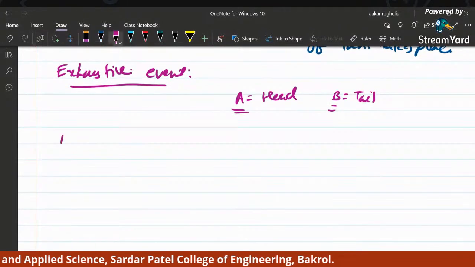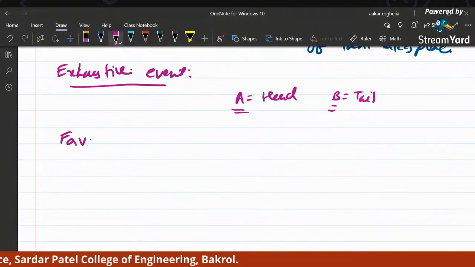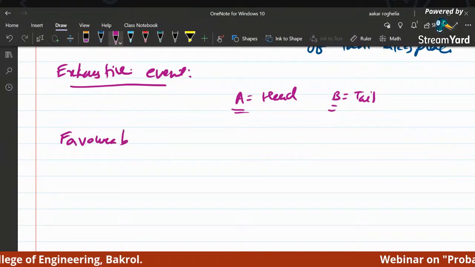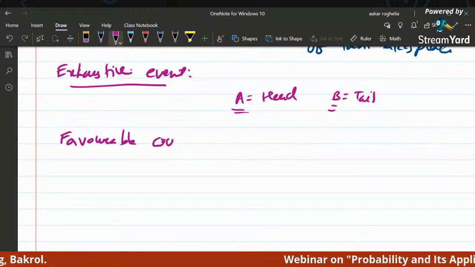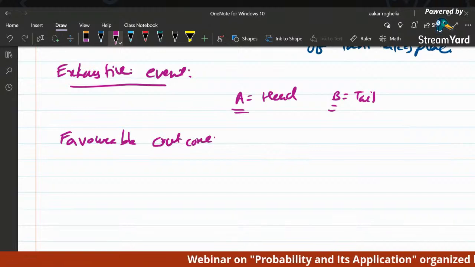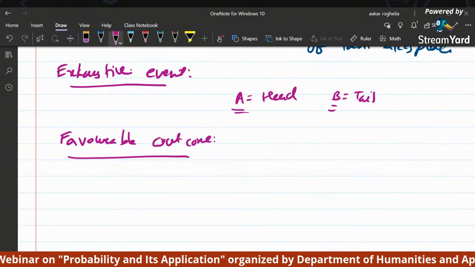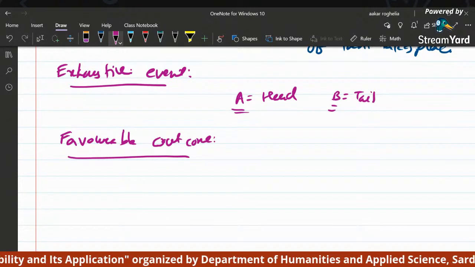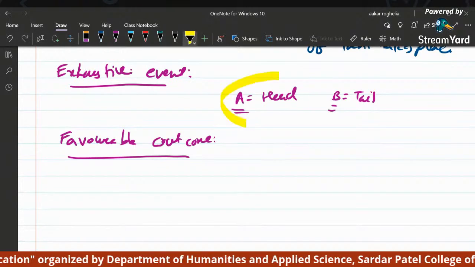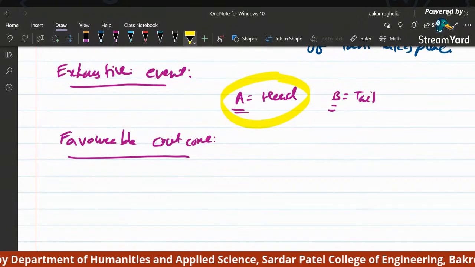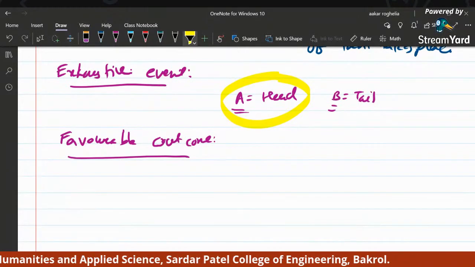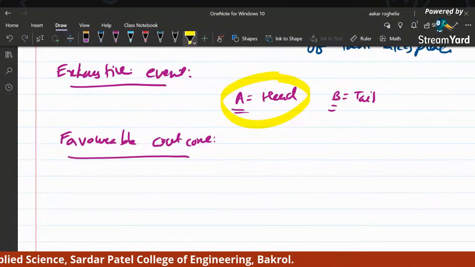Next thing we have is the favorable outcome. Any outcome which is a part of that event, like in this case, A is head, in the previous case A is head. If head comes, then head will be the favorable outcome. So if head appears, we will say that the event occurred.